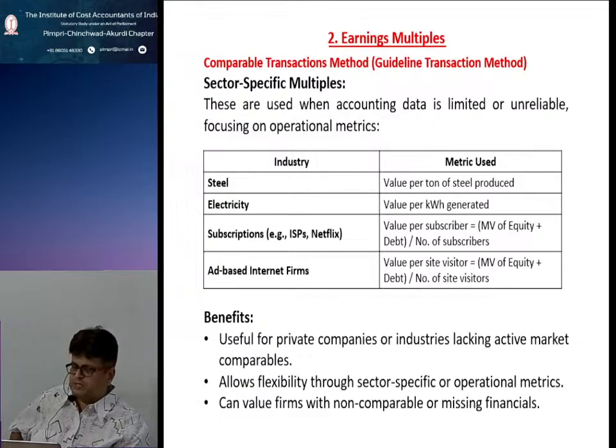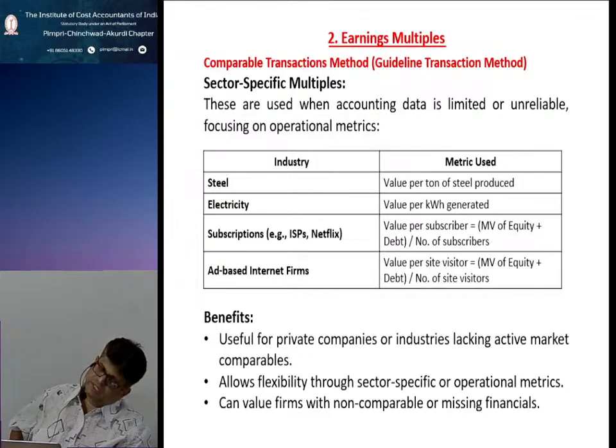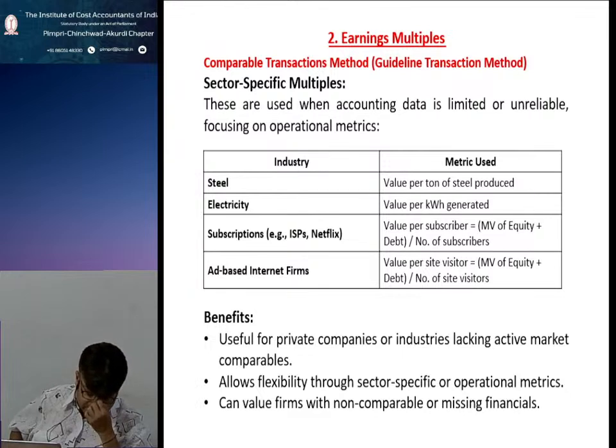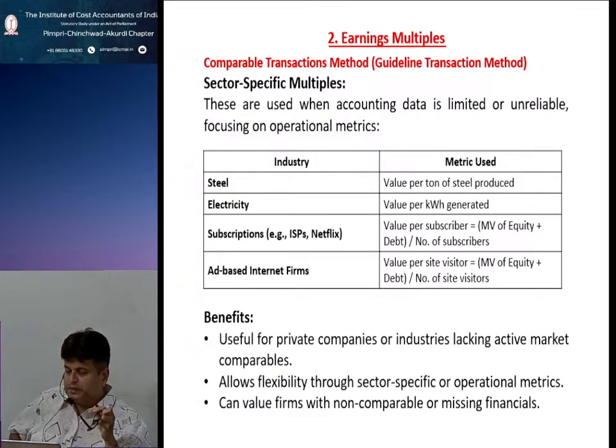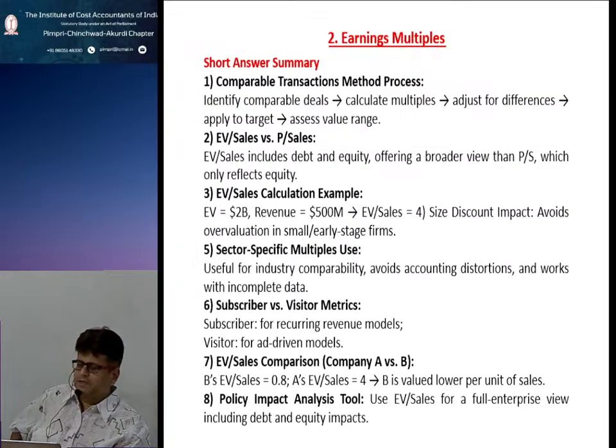Benefit of these sector specific multiples is that they are useful for private companies or industries lacking active market comparables. Obviously, if it's a private company, it's very difficult to find comparables, and in such a scenario the sector specific multiples become useful and handy. Second, it allows flexibility through sector specific or operational metrics. And third benefit is that it can value firms with non-comparable or missing financials also. So with this, in a way, the earnings multiple chapter is over.